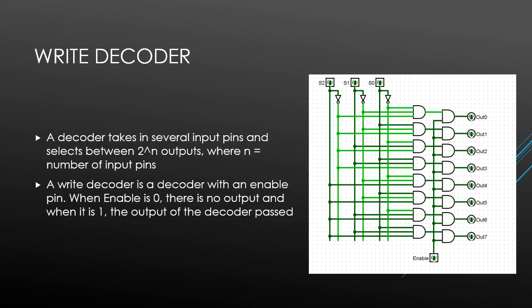Write decoder. A decoder takes in several input pins and selects between 2 to the n outputs, where n is the number of input pins. A write decoder is a decoder with an enable pin. When enable is 0, there is no output. When it is 1, the output of the decoder is passed. Illustrated here is my write decoder circuit.